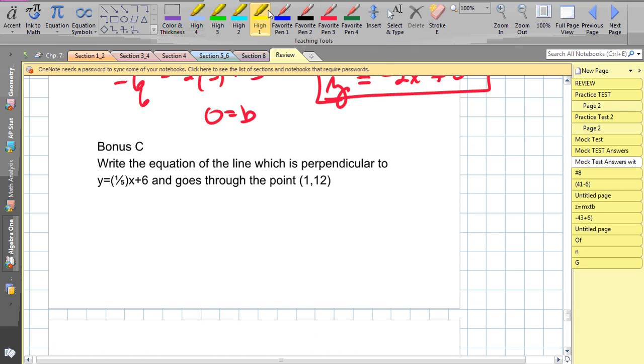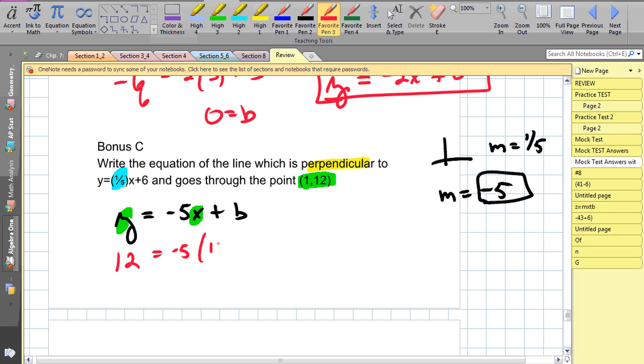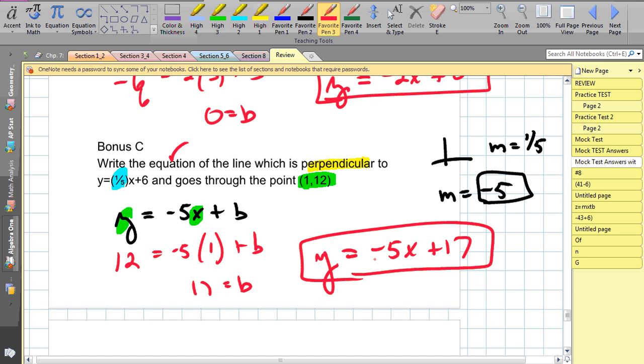The next one is we're going to do the same thing, but instead of parallel, we're going to write a line that's perpendicular to this one. Well, what I notice, if I want them to be perpendicular and their slope is 1/5, our slope better be the negative reciprocal, which is negative 5. So I got half my answer. This is negative 5x plus the b value. Well, what do I want to do with the b value? I want to plug it into x and y. So this is going to be 12 equals negative 5 times 1 plus b. So b here turns out to be 17. So the final answer, meaning what's the equation, is going to be negative 5x plus 17. That's the equation of the line that's perpendicular.